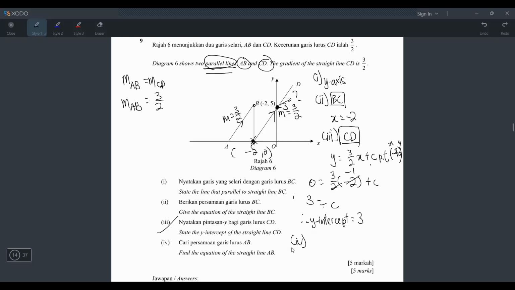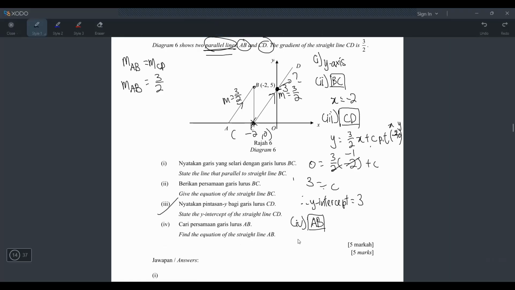Find the equation of straight line AB. So AB, is this a gradient line or non-gradient line? This is a gradient line. So if it's a gradient line, how to find the equation? I mentioned just now, y equals mx plus c. But the m I know already, 3/2. Plus c, the c is not given. So what do we do? It's okay, just use a point that it passes through and substitute any point.